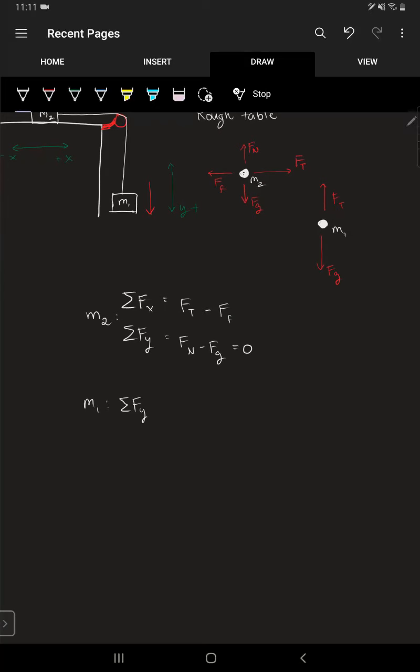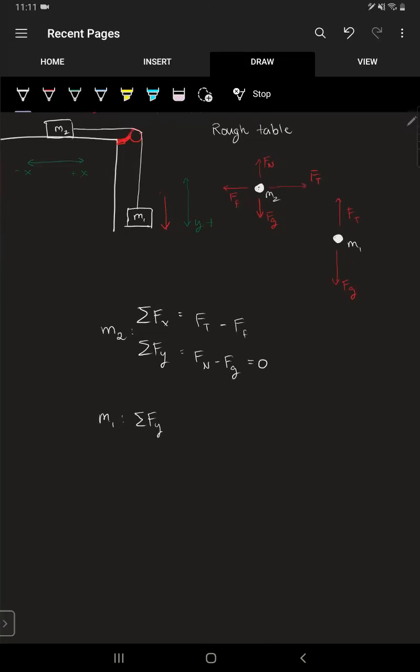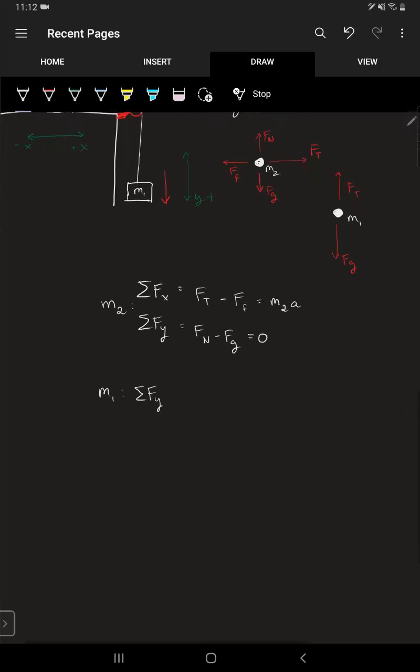And this equals 0, right? It equals 0 because the block M2 is just sliding on the table. Whereas the x direction has an acceleration because the M1 goes down, which is M2a. For M1, in the y direction, let's say down is positive, we have F of g minus F of t equals M1a.